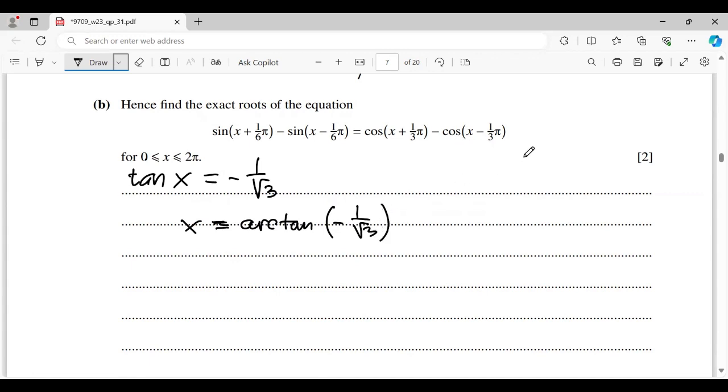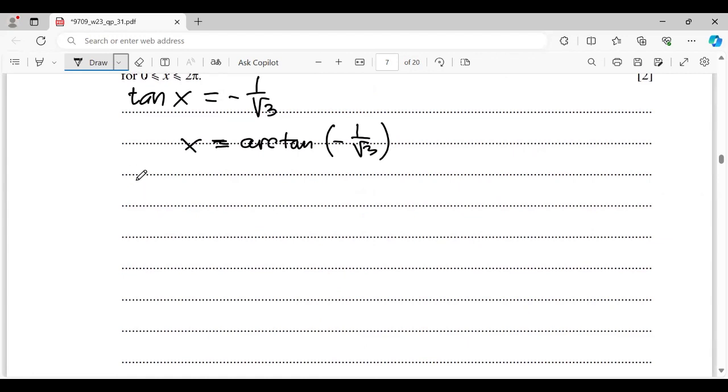So on a diagram, 1, 2, 3, 4. Okay. On this diagram, tangent values are positive in this quadrant and this quadrant, quadrant 2 and quadrant 4.